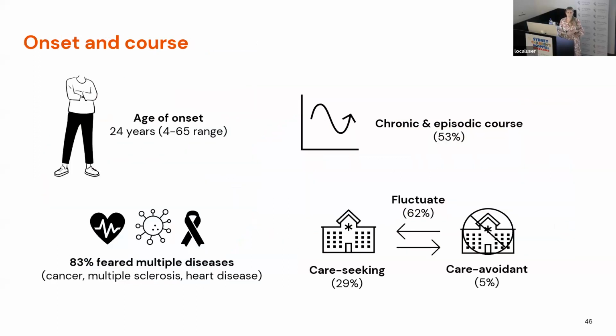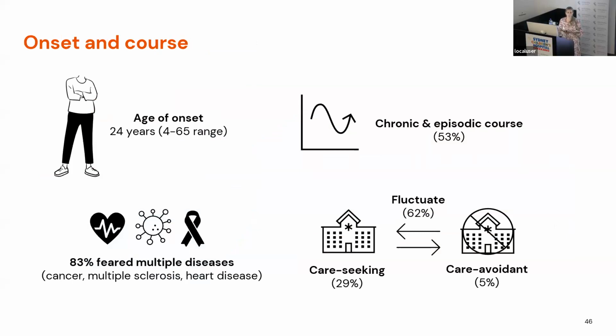We also asked our participants to report when they think their health anxiety first started, so their onset, as well as their course. This data is also for the entire sample. The average age of onset was 24 years, but you can see quite a large range, with individuals reporting an onset as early as 4 years of age. Just over a half reported a chronic and an episodic course.